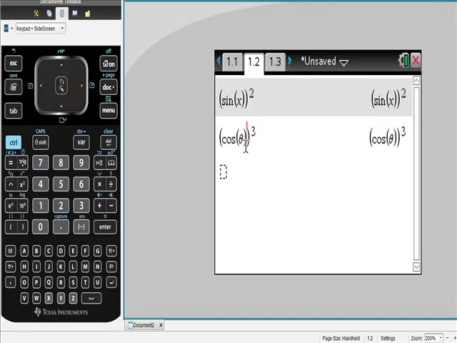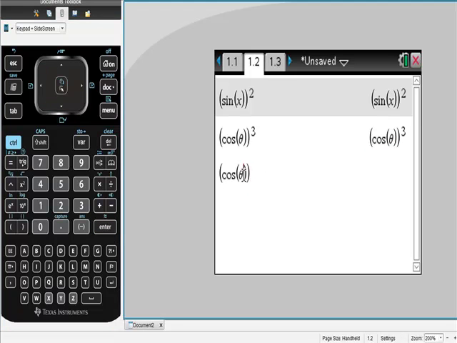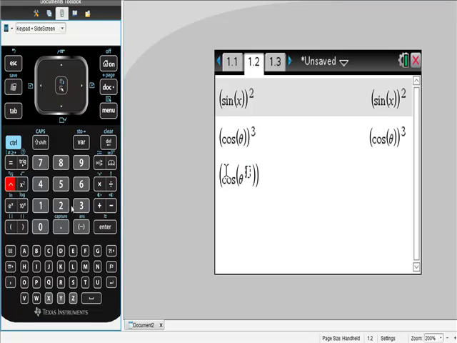Also remember, please, that if I took this piece out of here and cubed it in here, these are not equivalent statements. This says cosine theta times cosine theta times cosine theta, three times. This says cosine of this, the argument, to the third power. So remember, they're really, really different things.